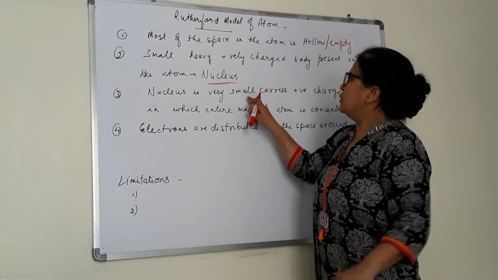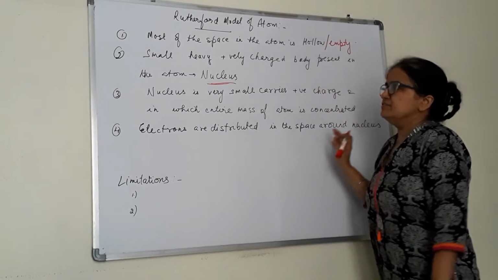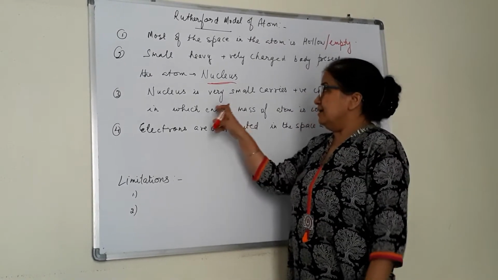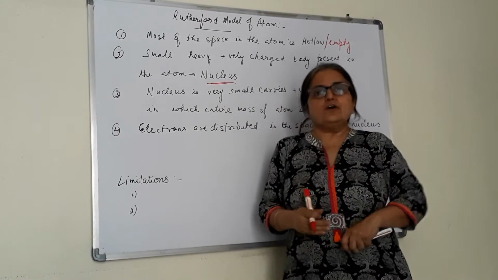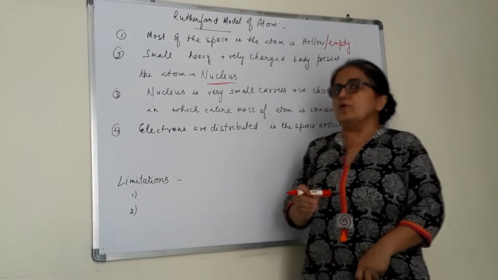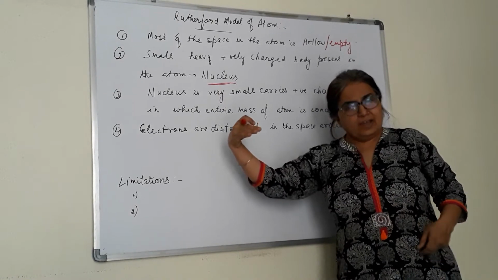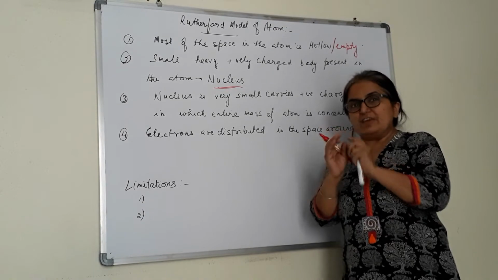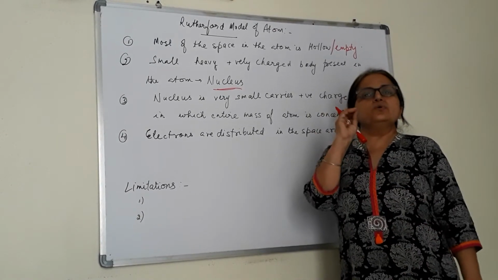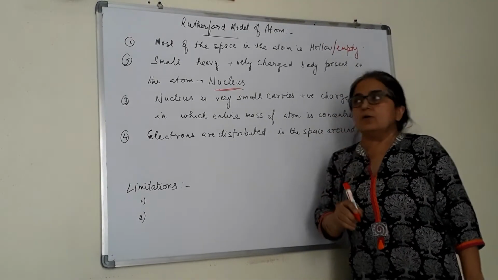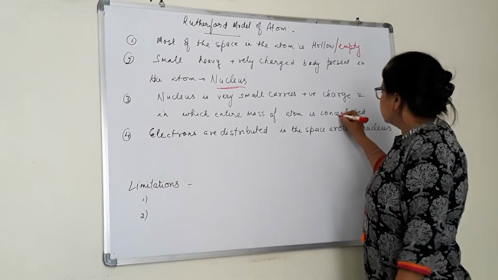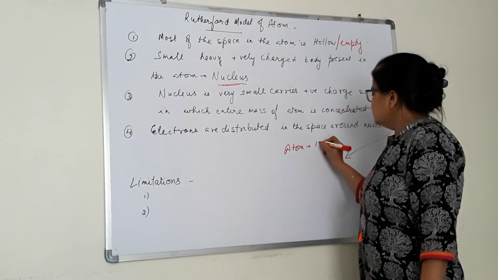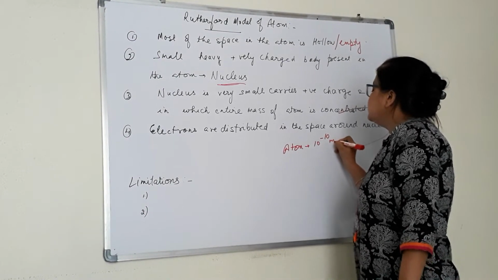Nucleus is very small, which carries a positive charge, and the entire mass of the atom is in the nucleus. He concluded this on the basis of the third observation, that very few of the alpha ray particles got deflected back in the same direction. That is why we said there is some heavy mass. Actually, the size of the nucleus is very, very small. If you compare the size of the nucleus with the atom, the atom's size is around 10 to the power minus 10 meter.